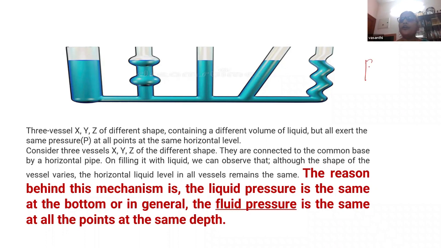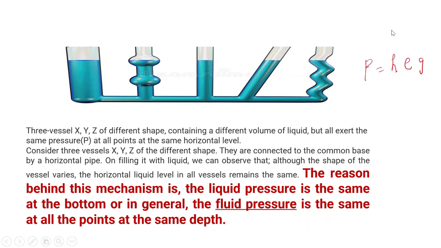Pressure difference between any two points depends only on H. Density of all the liquid is the same, H rho G. So the liquid pressure is the same at the bottom. At the bottom, the fluid pressure is the same at all points which are at the same depth.